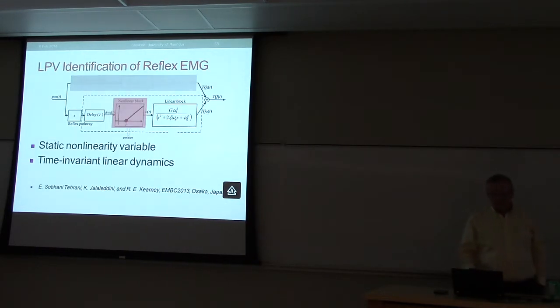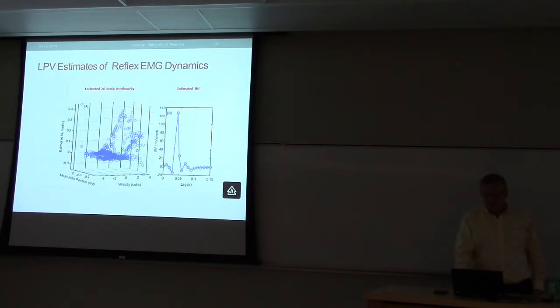The next step was to start looking at the reflex. Since we hadn't worked out how to handle intrinsic, we looked at reflex EMG, where it's reasonable to assume that the linear dynamics are constant. It's a static nonlinear and it's changing. When we did this, we were able to identify essentially both the linear dynamics.